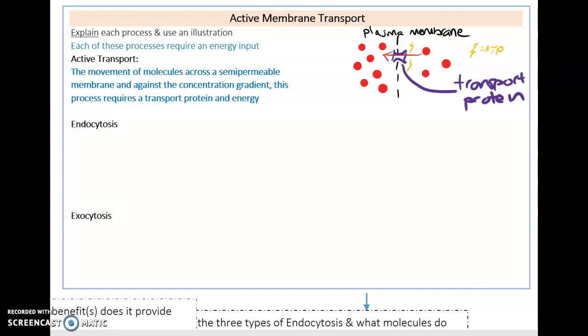Okay, the next two, endo and exocytosis, are a similar process, and they almost look like each other in reverse. The way to help you remember is endo means we're taking it in, and exo means we're pushing it out, and cytosis because the cell's kind of moving to allow this to happen.